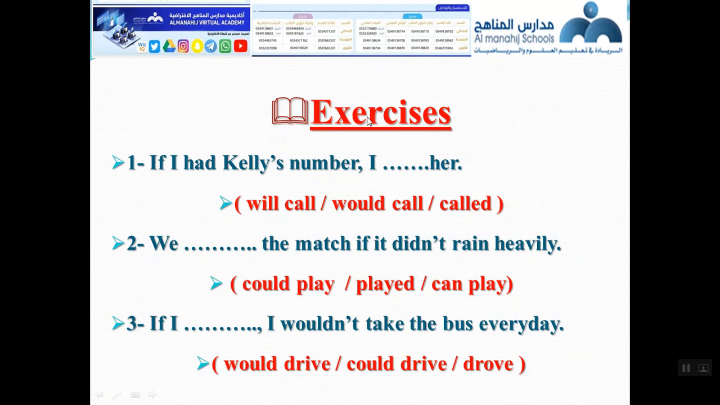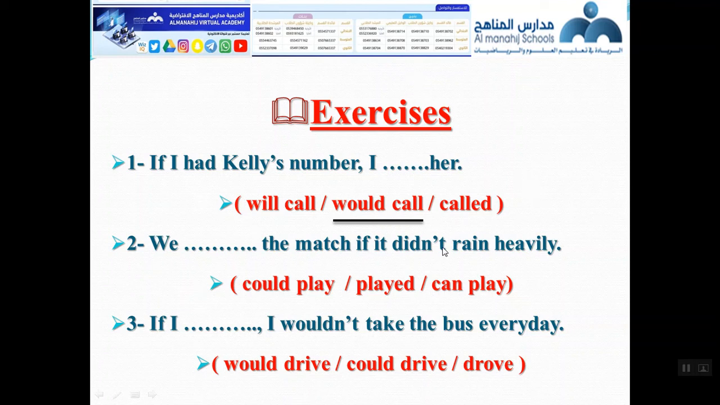Now we will have some more extra exercises on the grammar which we studied. Number one, if I had Kelly's number, I would call her. As we studied, when I use if and past simple tense, this is conditional type 2. Had is past simple, so I use would or could. The right answer is would call.